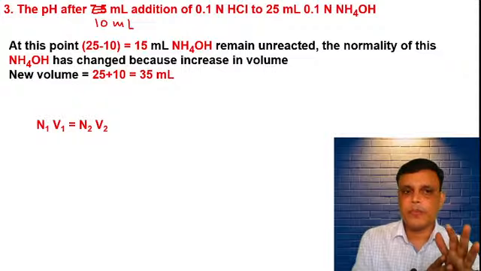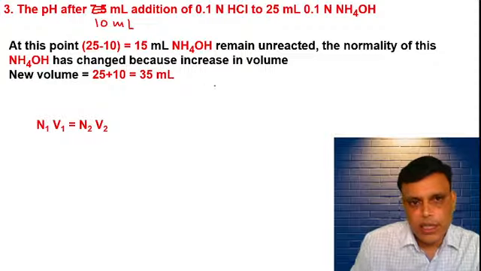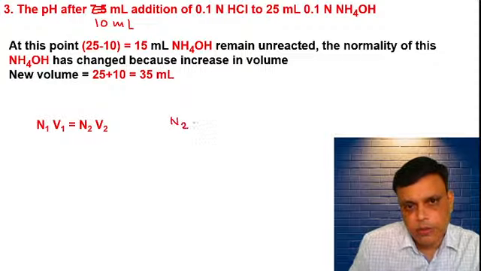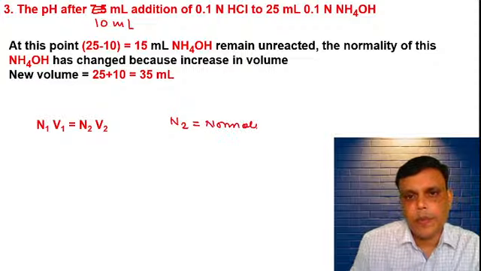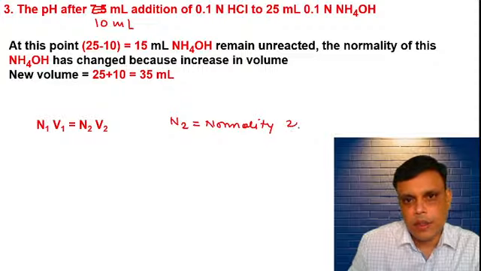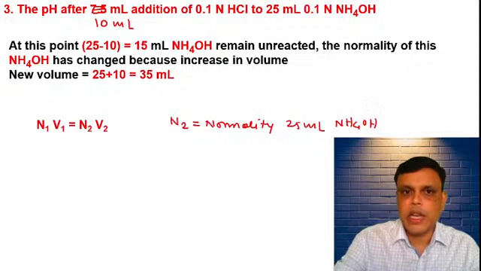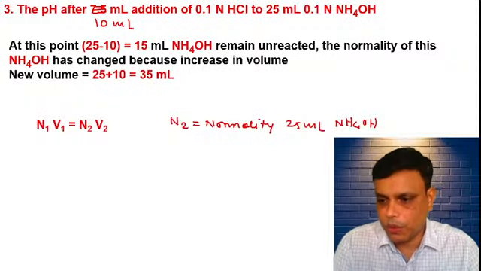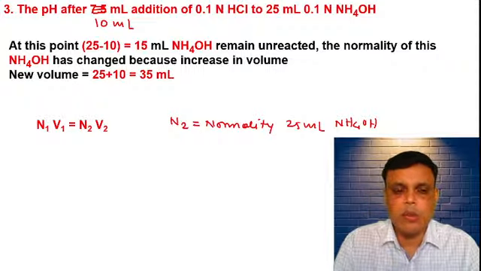So put the values in this equation and tell me the value of N2, which is the normality of 35 ml ammonium hydroxide. Put the values of N1, V1 and V2 in this equation and tell me the normality, that is N2. Nutan is saying now, Ajinkya is also saying, Shivan is also saying. Okay, good.